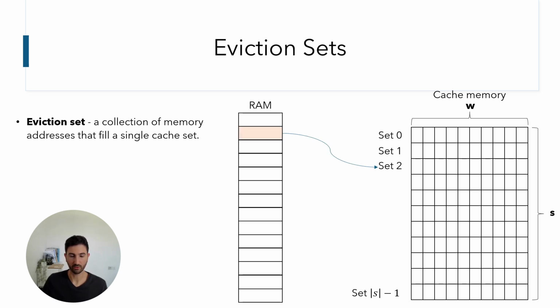That is, we need to find exactly W memory addresses from the RAM memory, such that all of those addresses map to the same cache set. In that example, it's cache set number 2.